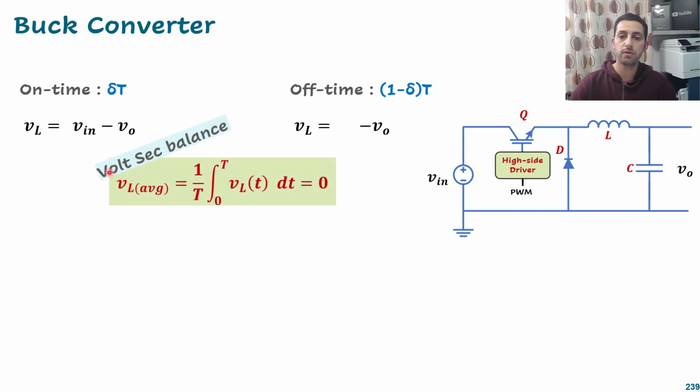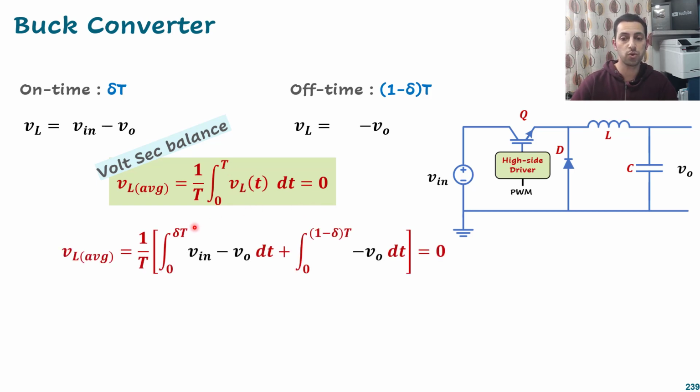So we are recalling now the voltage-second balance rule, which is the average voltage across the inductor for the full period, which is 1 over T integration from 0 to T of VL dt, and this equals 0. So now let's start applying this rule. We have the integration, the first part over the on time from 0 to delta T, where the on time voltage equals Vin minus V out, I put it here, dt, plus the off time period from 0 to 1 minus delta T, with minus V out, and we will set that equation equal to 0.